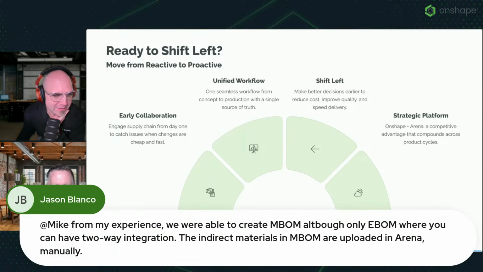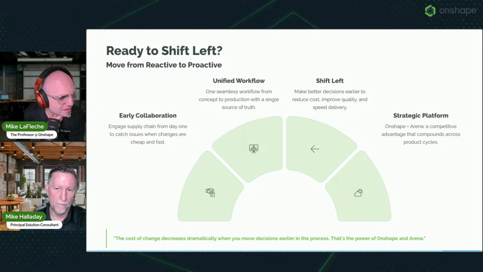Here's a good comment from Jason. An MBOM, only 3-bomb, where you can have two-way integration, the indirect materials in MBOM are uploaded in Arena manually. I don't know what your thoughts are on that one. You might have some thoughts, Mike. Yeah, so my thoughts on MBOM versus EBOM is PLM is really the system for managing the EBOM, and so we typically integrate downstream to something that makes more sense for the MBOM, an MES or ERP system or something like that.